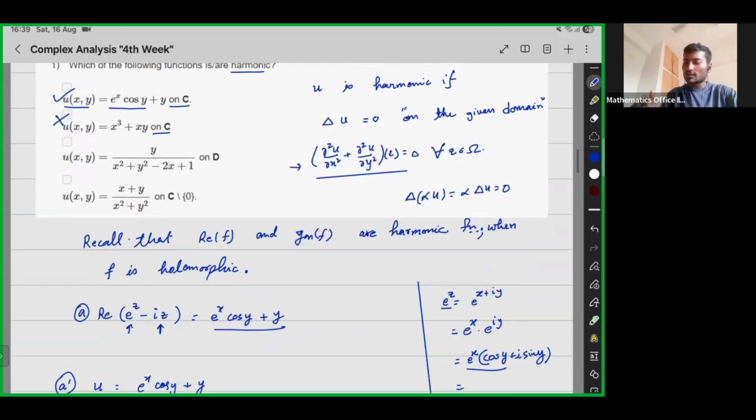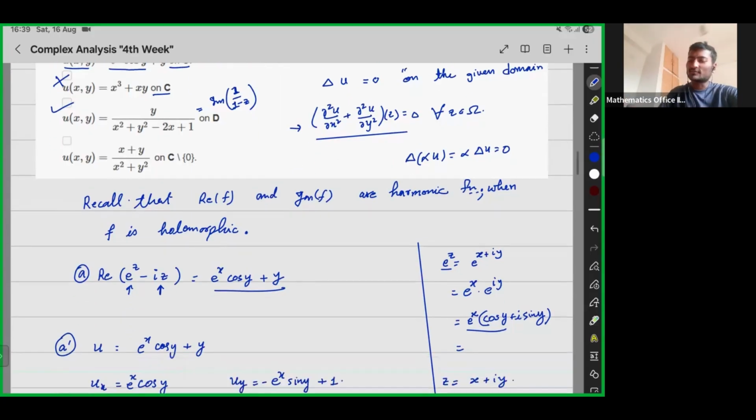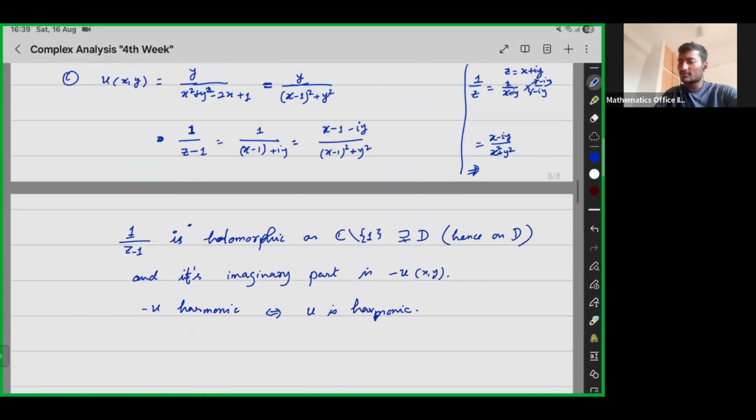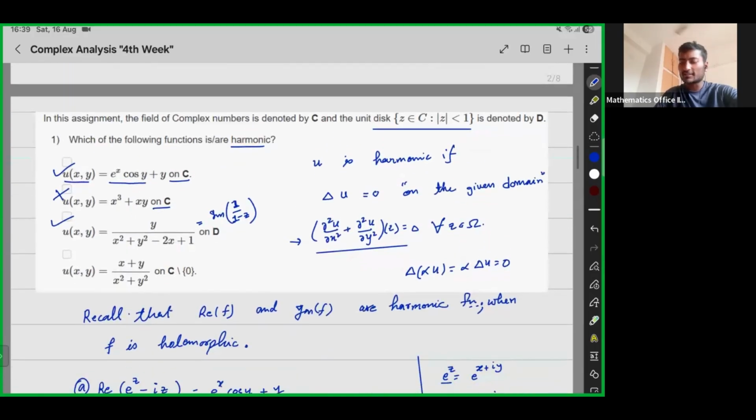Yeah. So we have understood that u is the imaginary part of, actually, 1 over 1 minus z. And 1 over 1 minus z is a rational function which is holomorphic on D. So this is harmonic. Okay, fine. Now that we saw the third part very clearly, let's see what part 4 is.